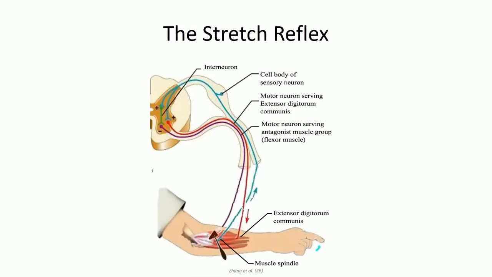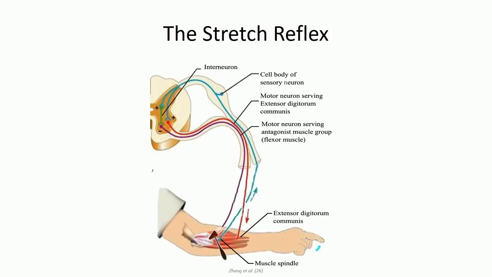Having now looked at the different components of the spinal cord and spinal nerves, we can now consider the most simplistic of neural circuits, the stretch reflex. Ever had a doctor's appointment where the doctor tapped a number of your tendons with a small rubber hammer? The doctor was testing what's known as the stretch reflex.